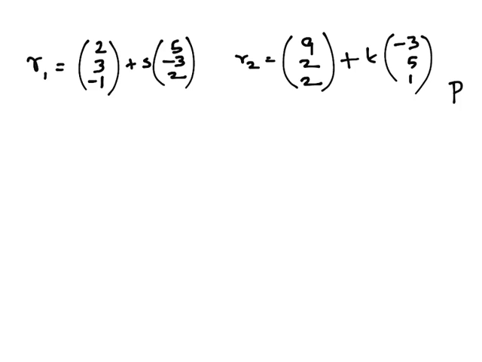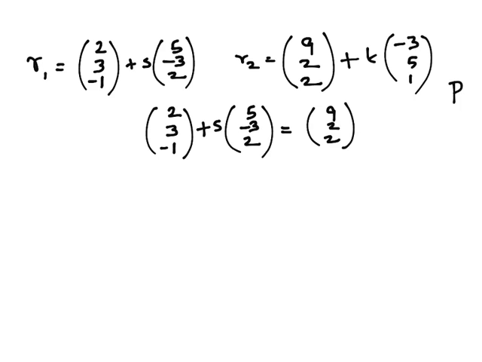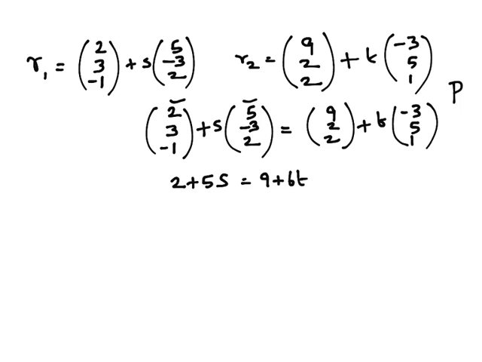So the first thing is you need to equate both. You write it as (2, 3, -1) + s(5, -3, 2) equals (9, 2, 2) + t(-3, 5, 1). Now you'll get 3 equations, students. The first equation will be 2 + 5s equals 9 + 6t, right? Which implies 5s - 6t = 7. I'll take it as equation 1.